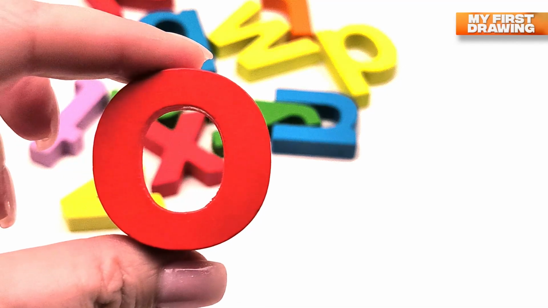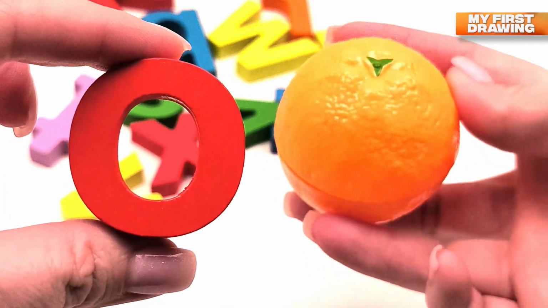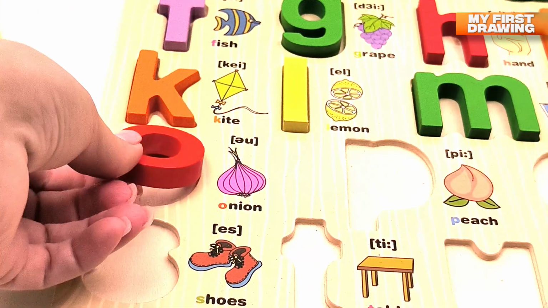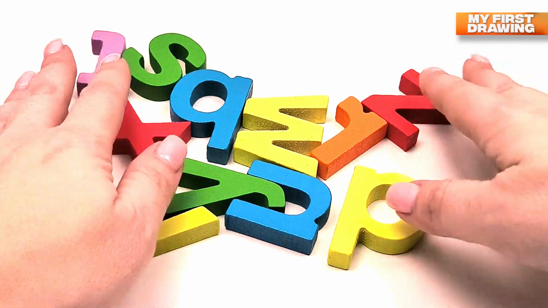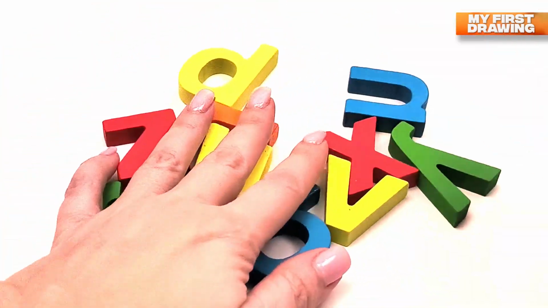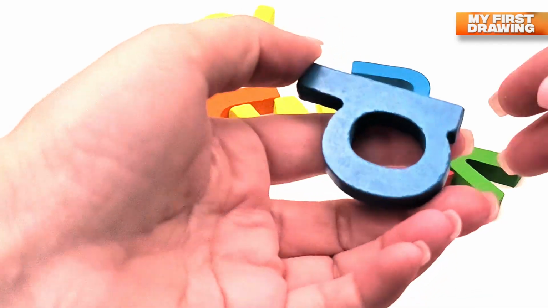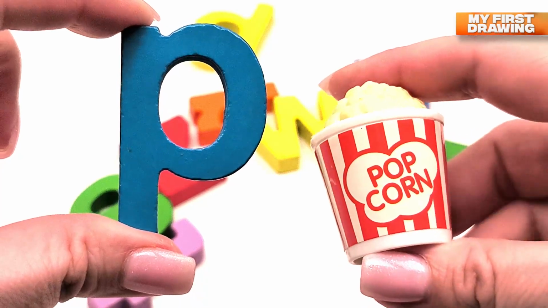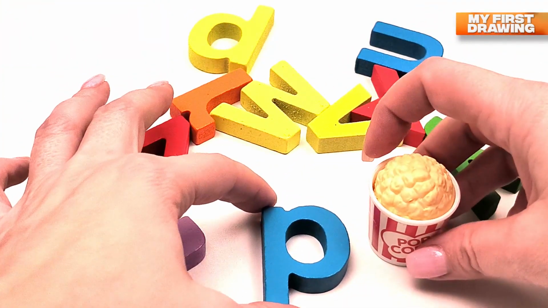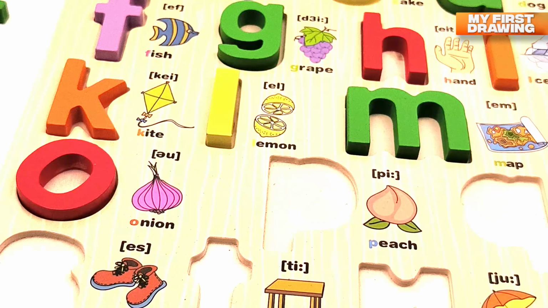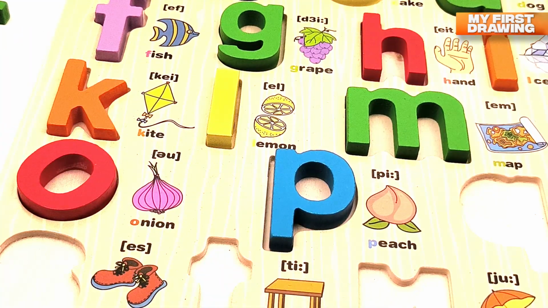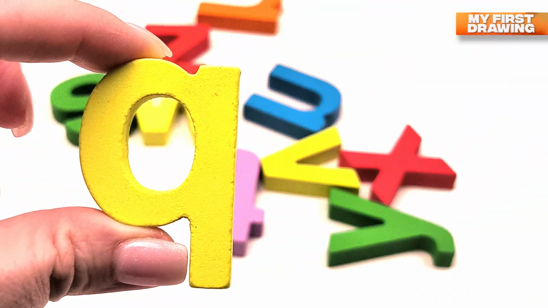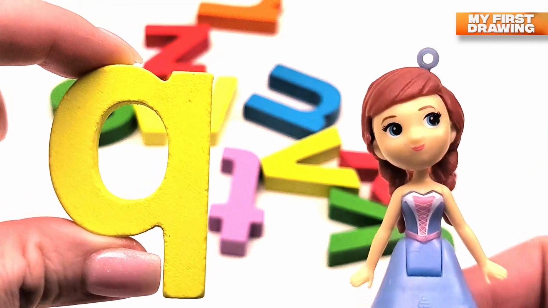O. O is for orange. O. P. P is for popcorn. Q. Q is for queen.